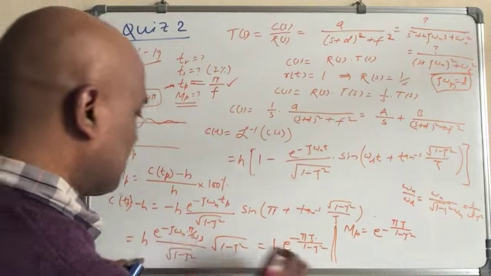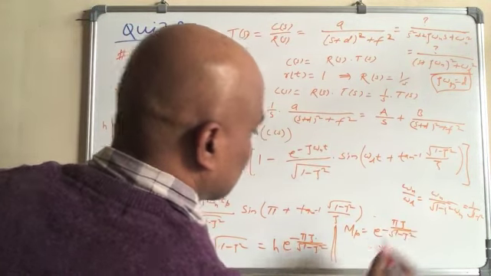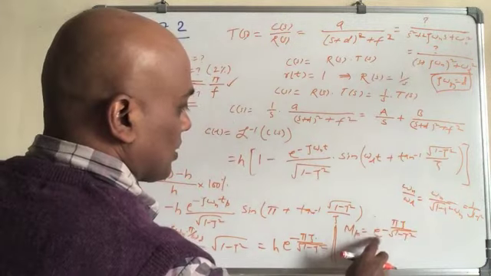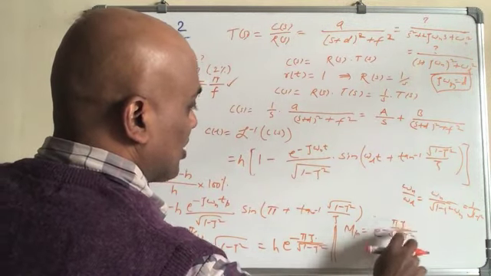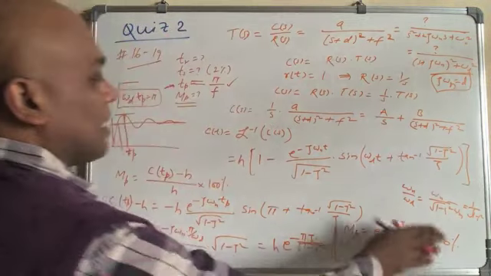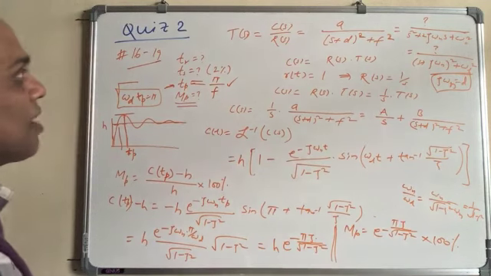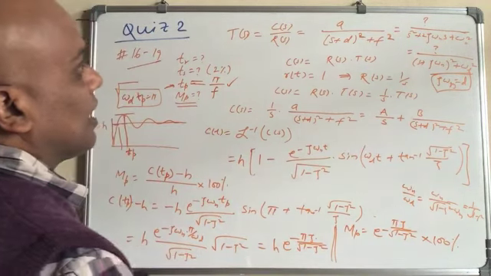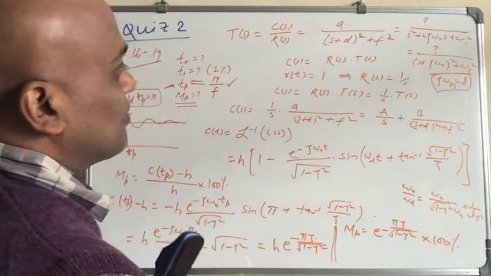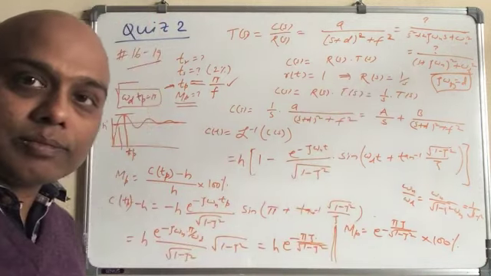Just a minute, it should be root. Okay, root. So it was e to the power minus pi zeta over root 1 minus zeta square multiplied by 100. So this is the maximum overshoot that you get. The only thing now is finding out the value of zeta, what zeta you have here. That we have to find out.